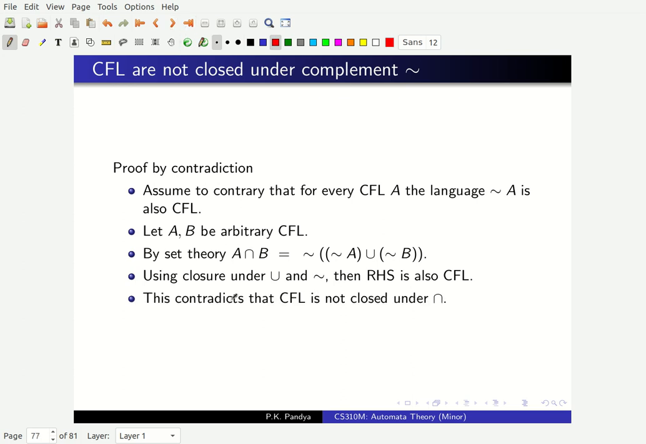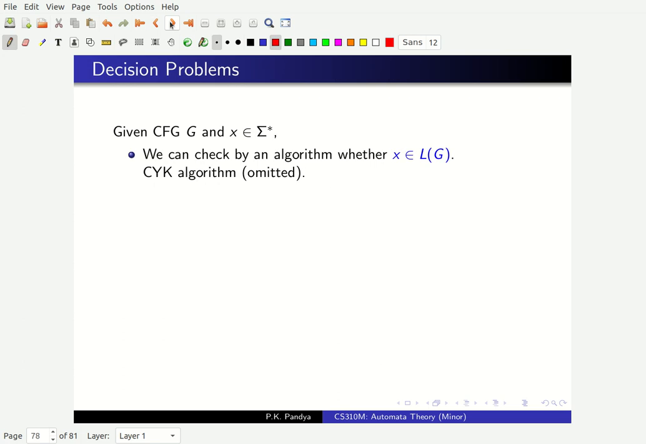This contradicts that CFL is not closed under intersection. This would imply that for every context-free language A and B, A intersection B is context-free. But we already showed that this is not the case. So our assumption, that the complement of a context-free language is context-free, is wrong. And so we conclude that there are at least some languages for which complementation is not context-free, right?